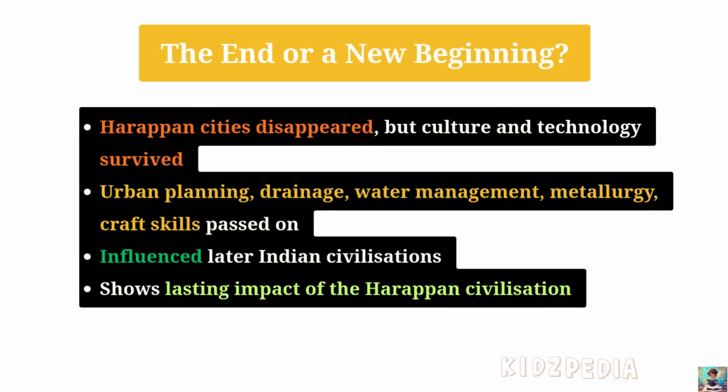Even though Harappan cities were abandoned, their culture and technology did not vanish. Skills like urban planning, water management, metallurgy, and craft making continued. People carried this knowledge and these practices into smaller settlements and later civilizations. This means the Harappans' achievements influenced the future of India.